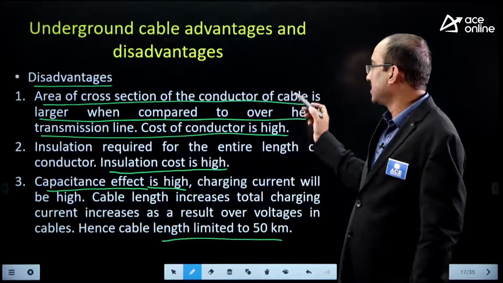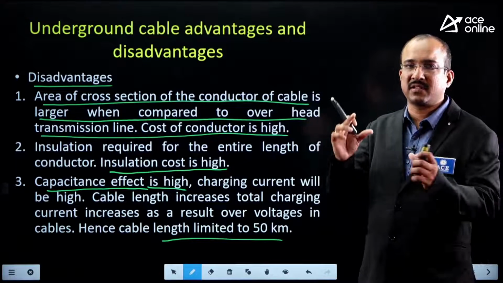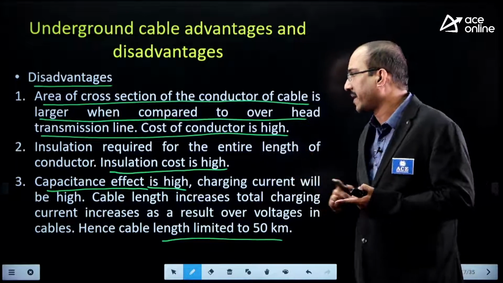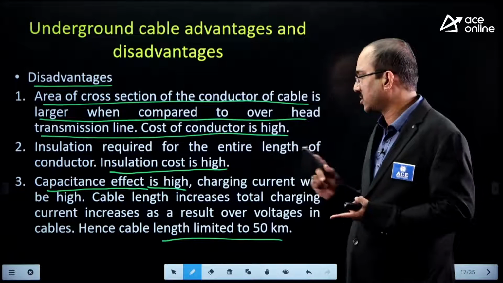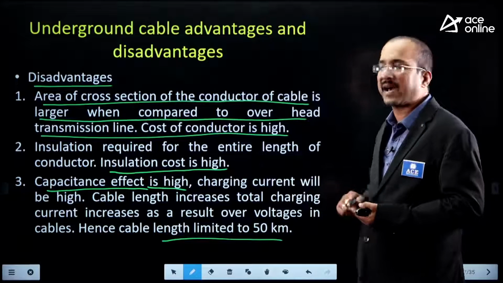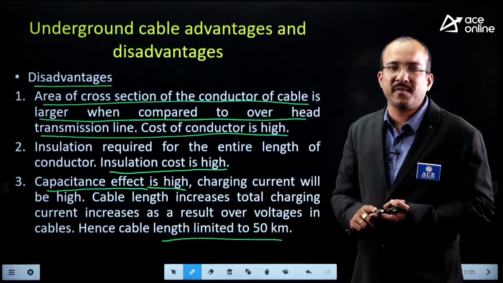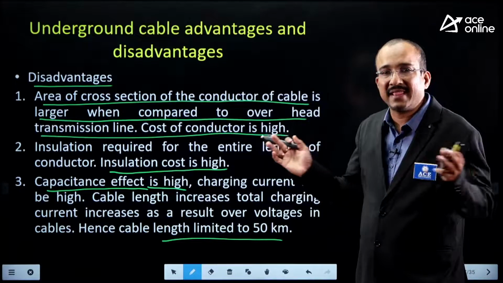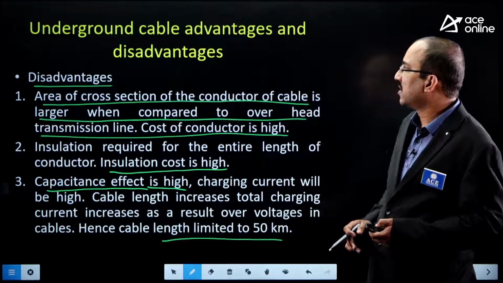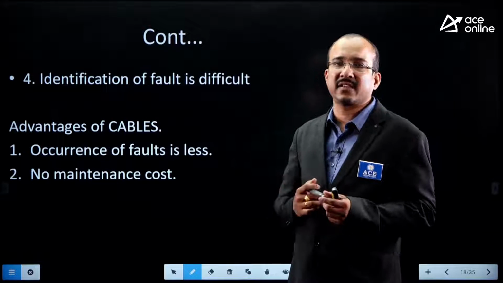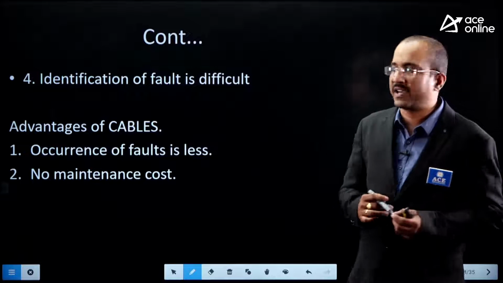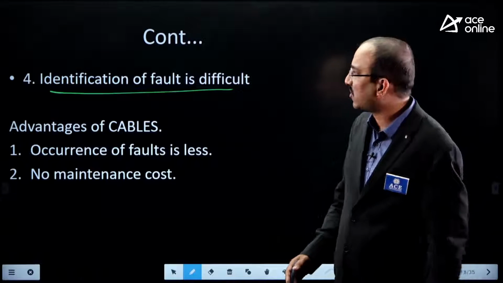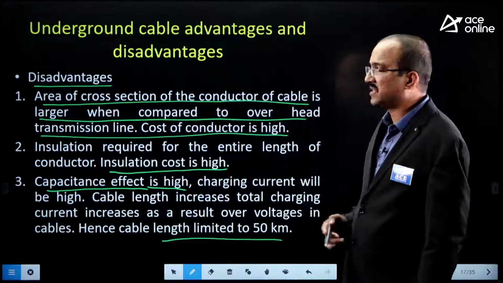So first one is, the area of cross section of the conductor is more, that means the conductor required is more, cost of the conductor will be high. The second drawback is insulation required is more, cost of insulation will be high. Third one is capacitance effect is high, charging current drawn will be more, so the cable may experience over voltages, and that's why the length is limited to what? 50 kilometers. And one more drawback is cable is laid under the ground. Identification of fault location is difficult. Okay, identification of fault location is difficult. All these are what? Drawbacks, or we can say disadvantages.